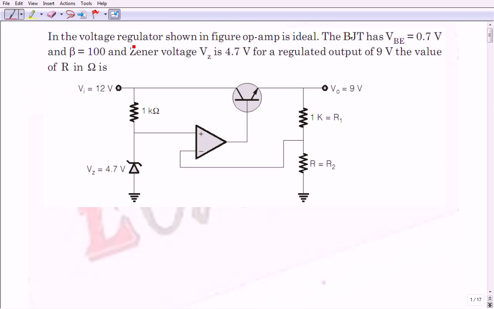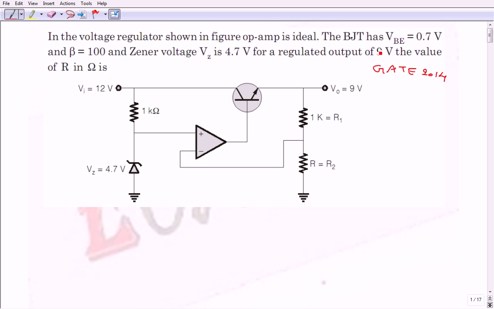Today we are discussing GATE 2014. The GATE 2014 question is asked on op-amp, combined with a Zener diode. This is a voltage regulator circuit shown, consisting of an op-amp, a BJT, as well as a Zener diode.